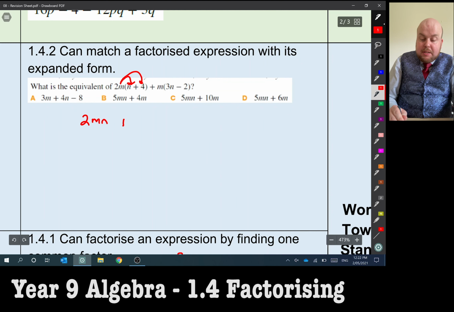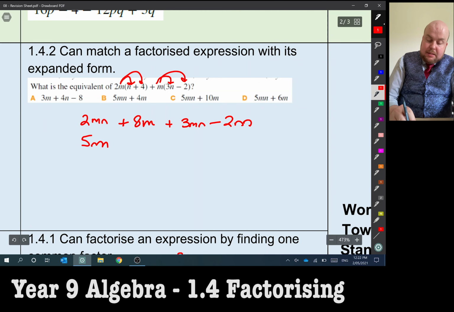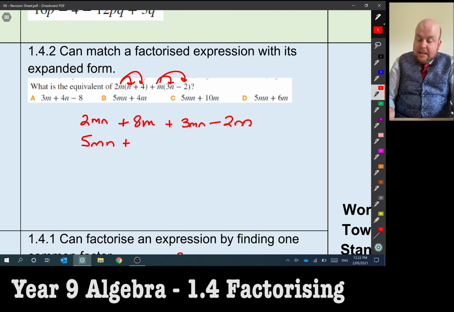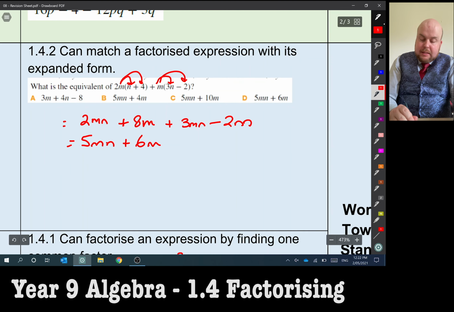2m times 4 is going to make that 8m. Plus m times 3n is going to be 3mn. m times negative 2 is negative 2m. So this will be 5mn plus 8m, take away 2m, it's going to be 6m. And so our final answer is D.